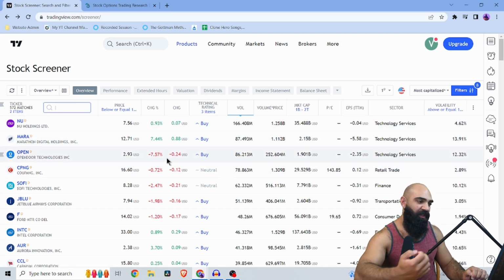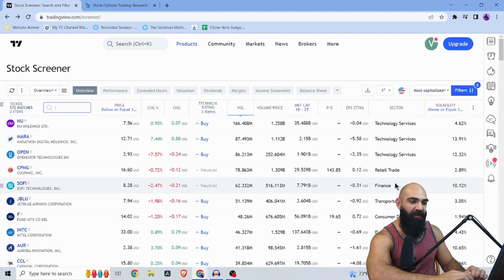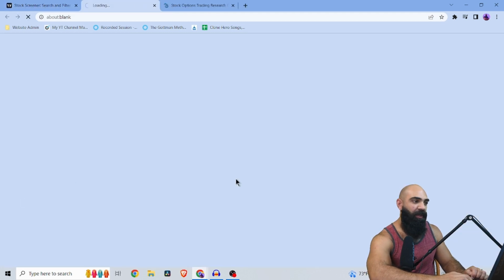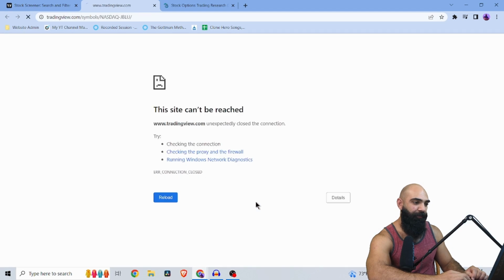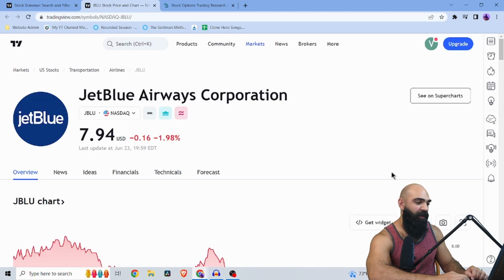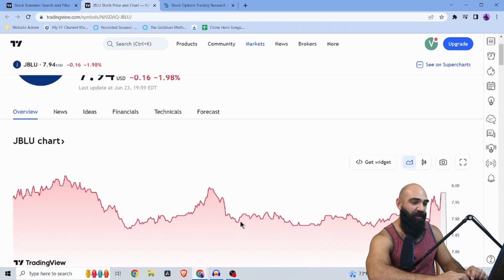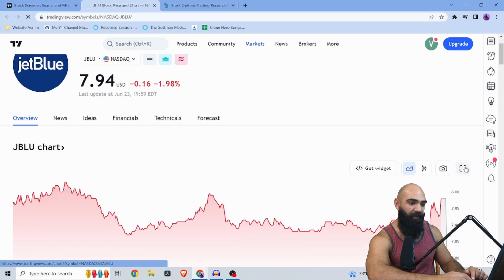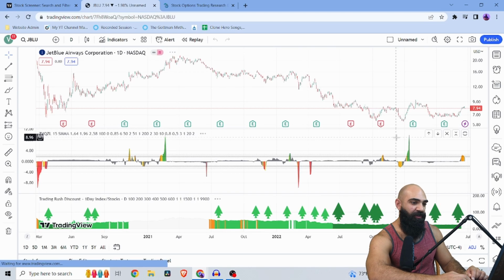So really you can organize this any way you want to find high volatility companies, things you might want to wheel, like SoFi. Let's click on JetBlue. So on TradingView, it won't take you immediately to the chart, but if you click on this square, you get the full chart on TradingView.